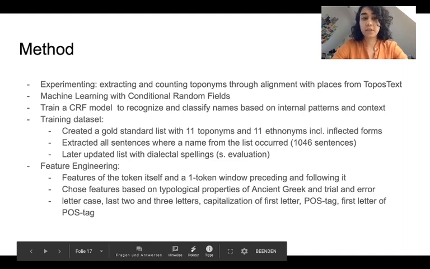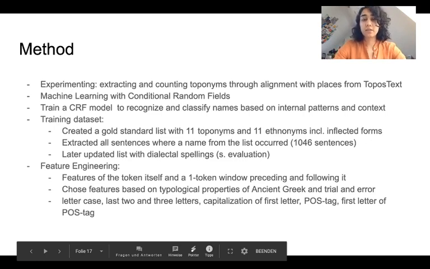So the first phase of the project involved a bit of experimenting. As Chiara mentioned, there are some data resources available for ancient Greek. For example, there is a list of place names on Topos Text, and we decided to start with the simplest approach and use this list of place names to find all of the place names occurring in Herodotus' histories. The weakness of this approach is that it is highly reliant on the lemmatization services that are available, and these lemmatizers at the time do not perform very well. So after we tried this approach, we noticed that it's not very successful, even though it helped me to get to know the type of data I'm working with a bit more and proved to be useful in the whole scale of things.